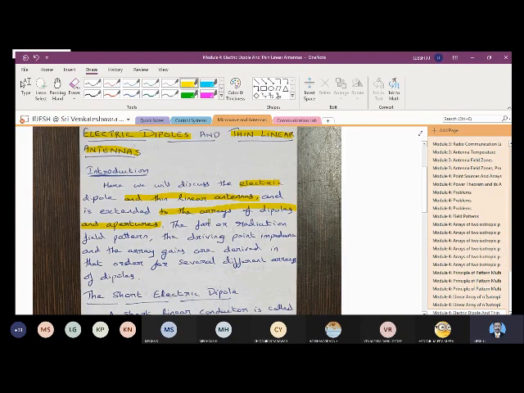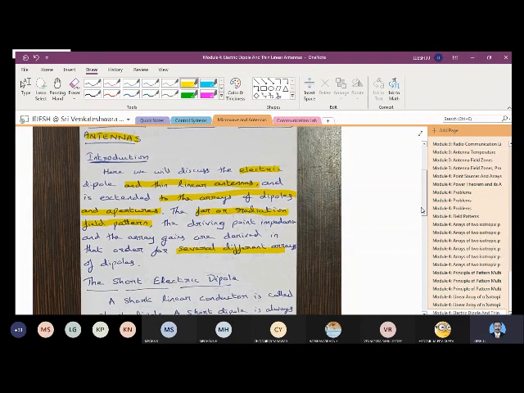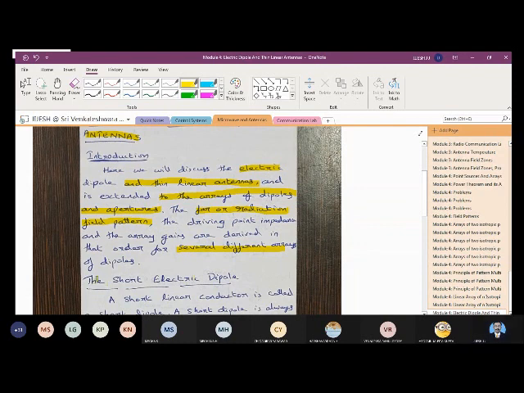So the far radiation field pattern, the driving point impedance and the array gains are derived in that order for several different arrays of dipoles. We are going to see how short dipoles give the electric field pattern and all those things. So here we are going to see first what we mean by a short electric dipole. You can just note these things down. We'll see what a short electric dipole is.